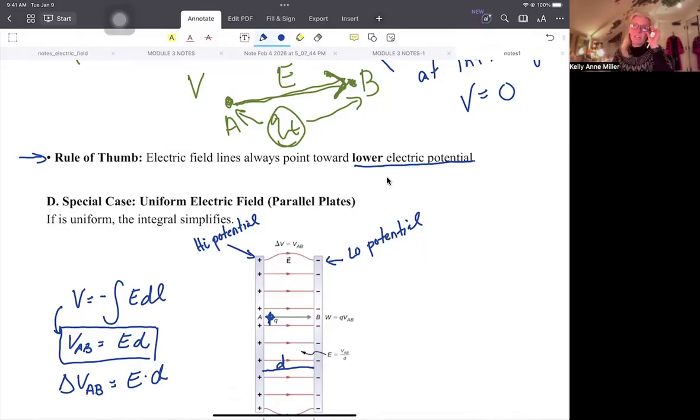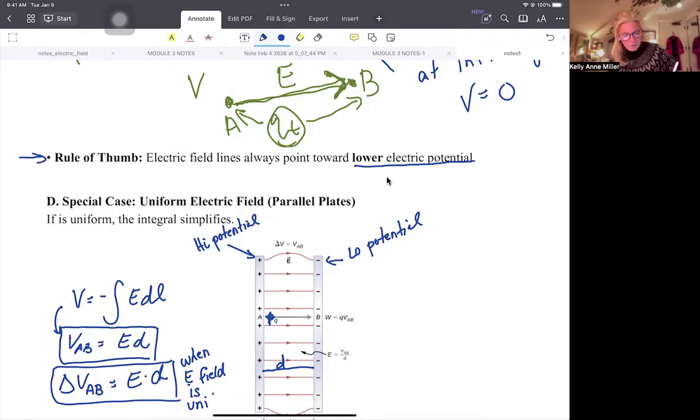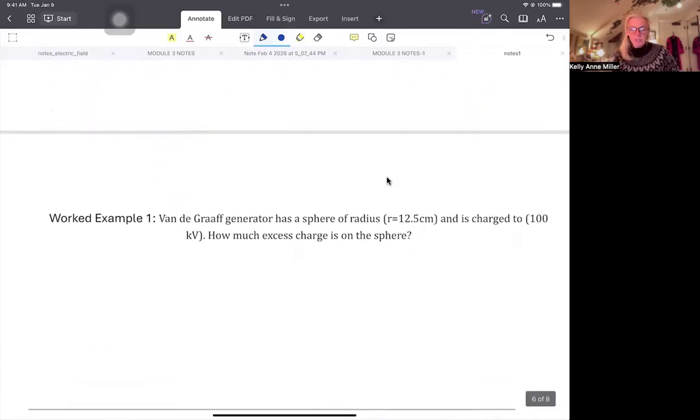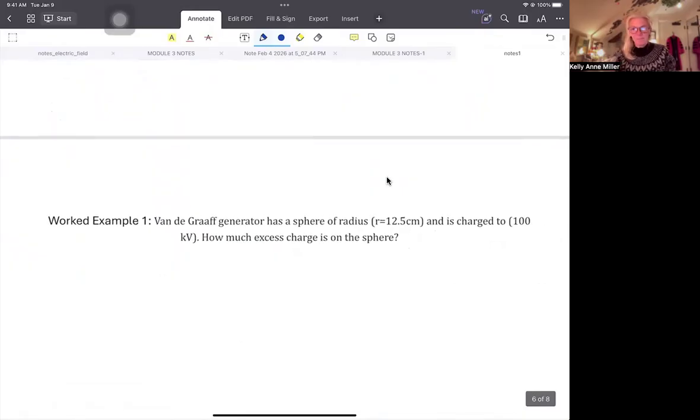Okay, and that's a special case. That's a very nice thing that we'll explore next week when we look at capacitors, because it allows us to simplify this path integral to just this very neat formula here. And this is when the E field is uniform. Okay, so let's look at a couple of examples.